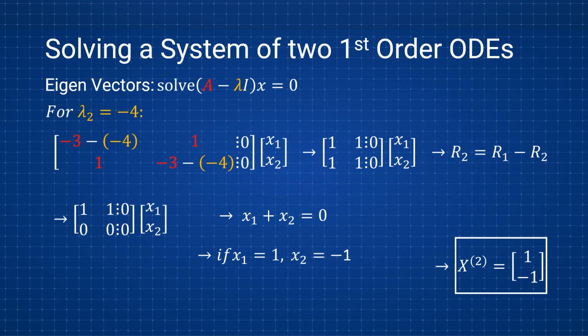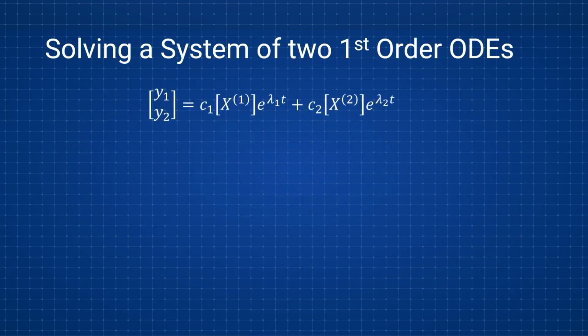Now we're going to write the general solution, which is of the form y1 and y2 equals c1 times my first eigenvector times e to the negative lambda 1 times t, in this case because we specified at the beginning that this problem was a function of t, plus c2 times my second eigenvector times e to the lambda 2, which is my second eigenvalue, times t.